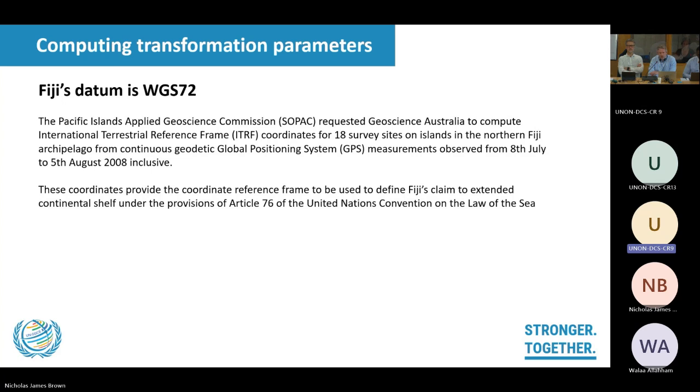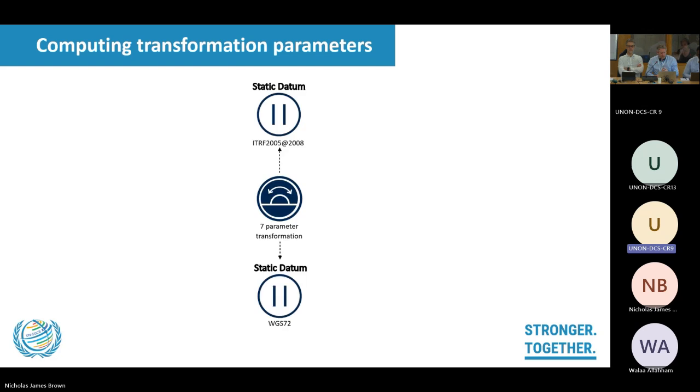And they wanted to make sure that they had coordinates in a modern reference system so that it could be acknowledged under the United Nations Convention on the Law of the Sea. So that gives you the context of why this was being done. Again, the why is very important before you start doing anything.